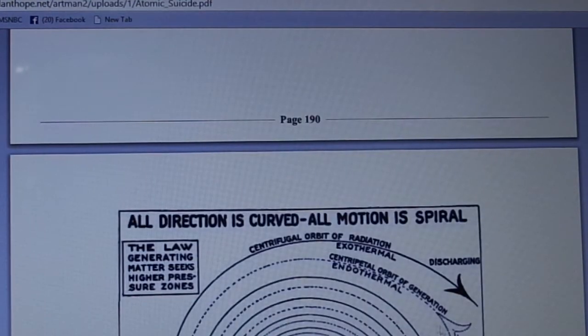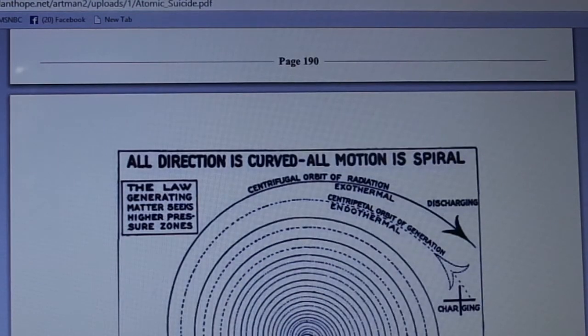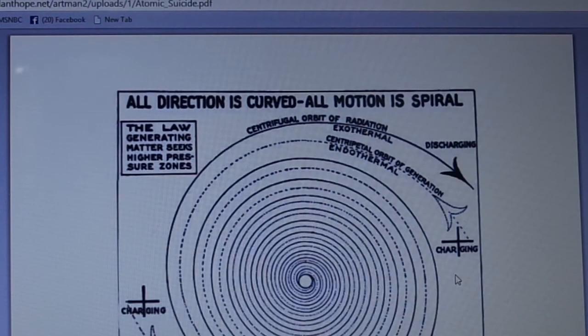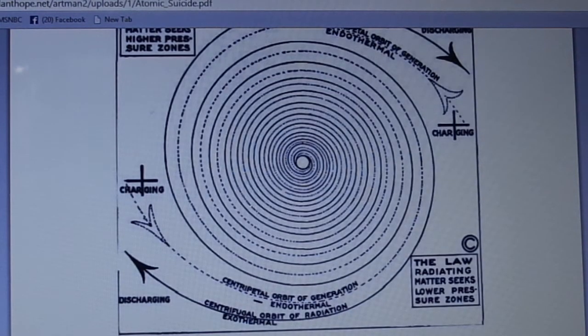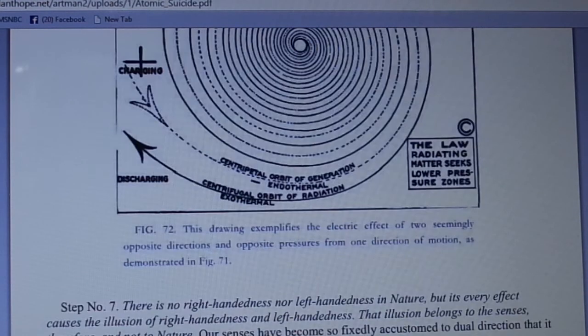All direction is curved, all motion is spiral. The law generating matter seeks higher pressure zones. The law radiating matter seeks lower pressure zones. This drawing exemplifies the electric effect of two seemingly opposite directions and opposite pressures from one direction of motion, as demonstrated in Figure 71.